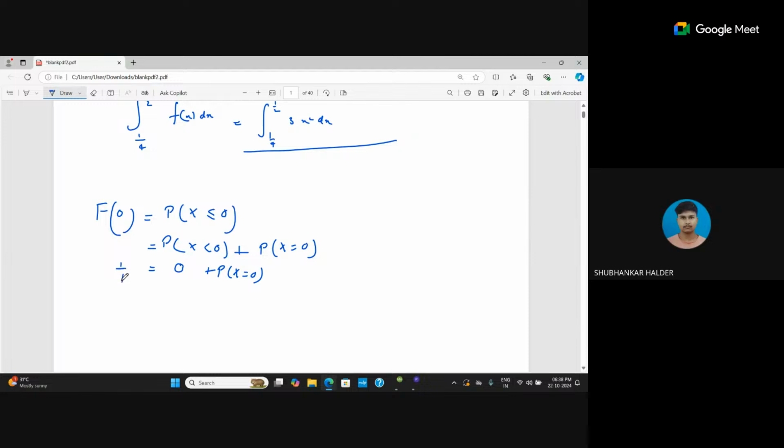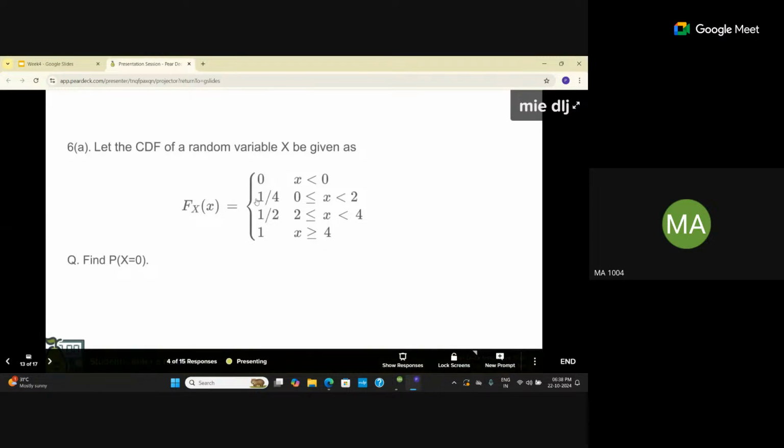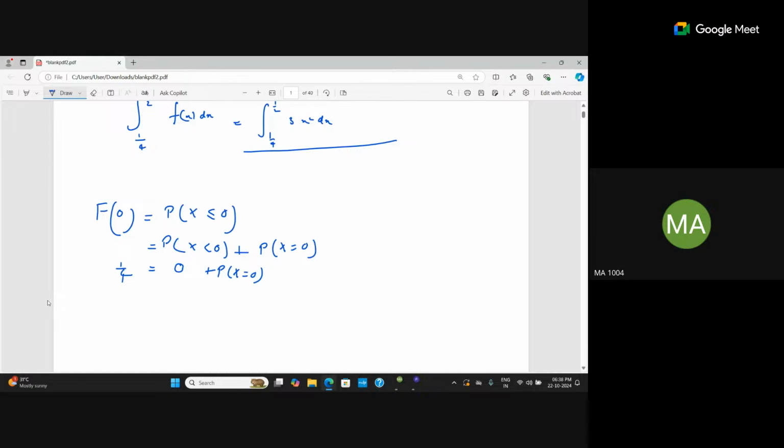Okay, and CDF at point 0 is given to you as 1 by 4, right? Yes, ma'am. Okay, so here you can see the CDF at point 0 is 1 by 4, right? So from here you can find the probability at point 0. So probability at 0 will be 1 by 4. Is it clear? Yes, ma'am.